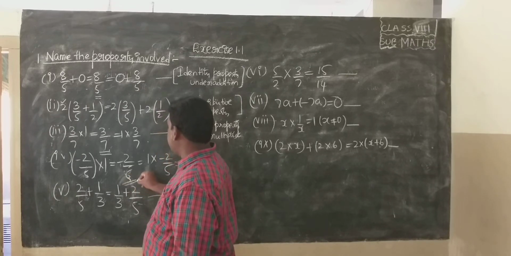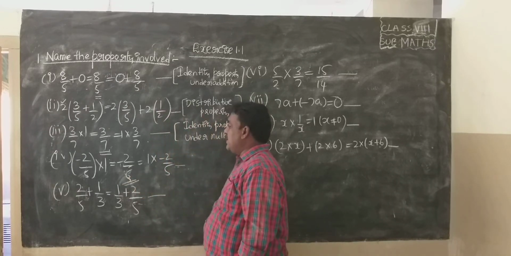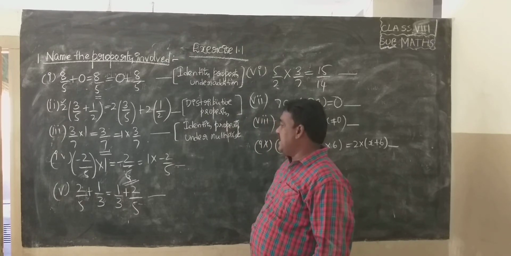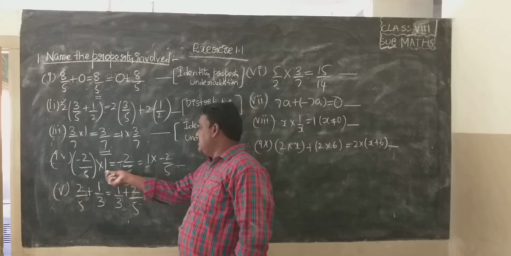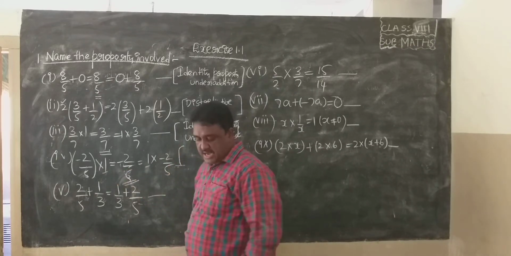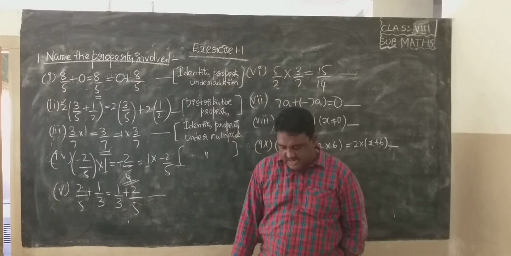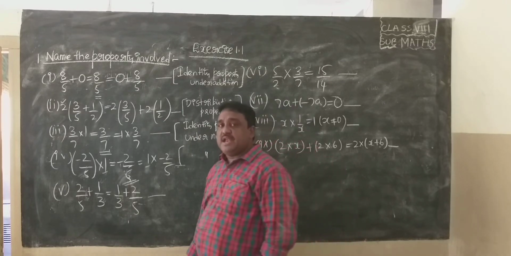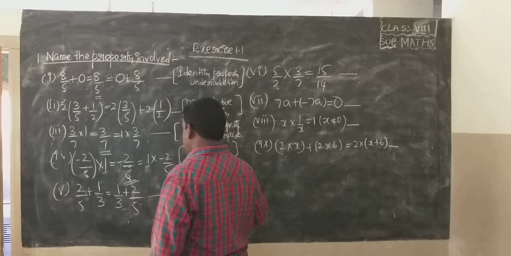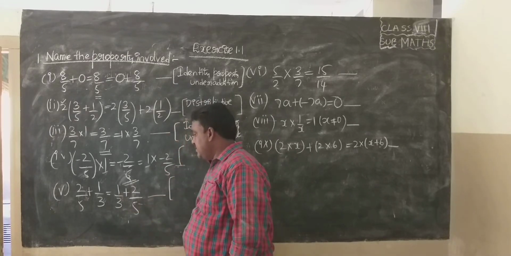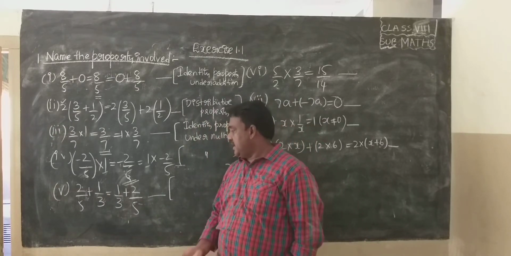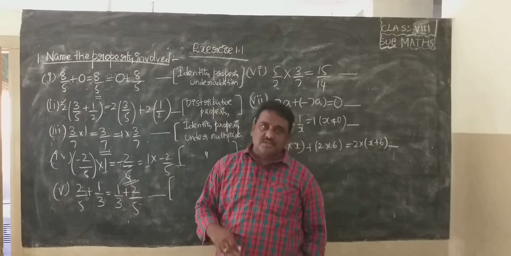Fourth one. Again you are getting the same. Minus 2 by 5 into 1. You are getting minus 2 by 5 again. There also 1 is there again. Same property. Identity property under multiplication. Next one. What are the given fractions? 2 by 5, 1 by 3. 1 by 3, 2 by 5.